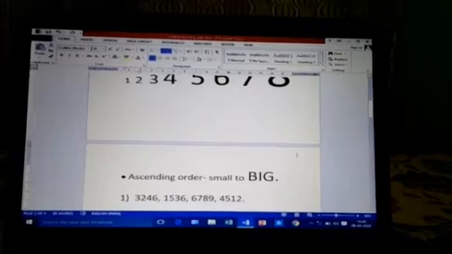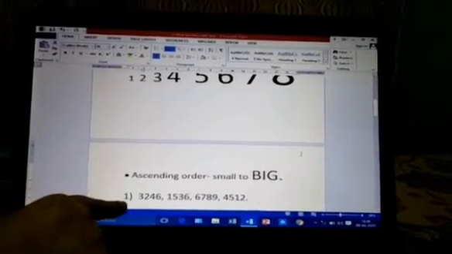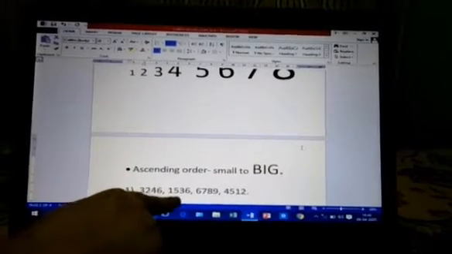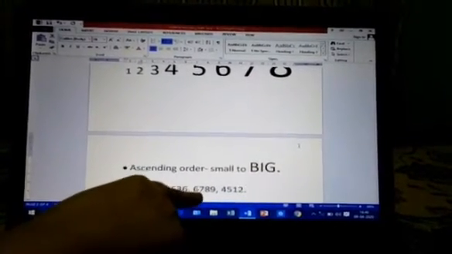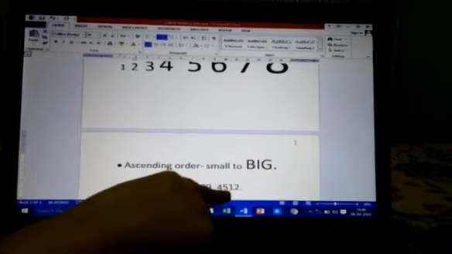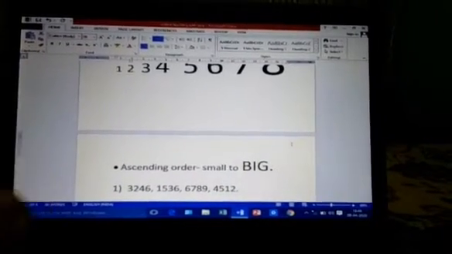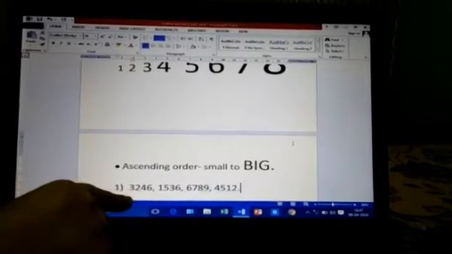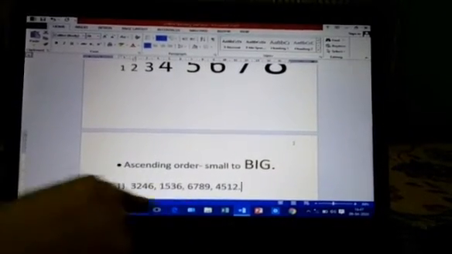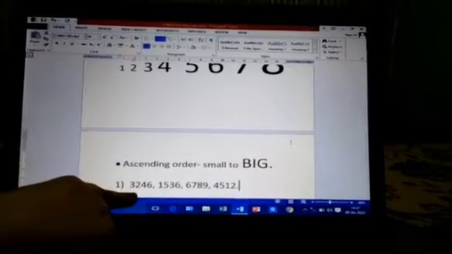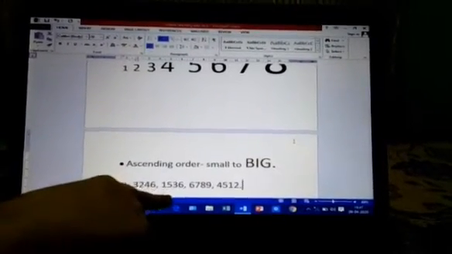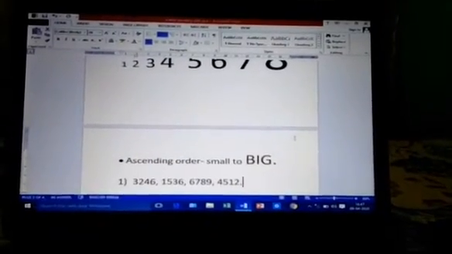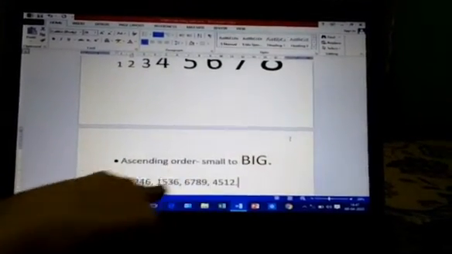Now let us go to our first question. You can see the first question is 3246, 1536, 6789, 4512. Before we arrange the numbers from small to big, step 1, please see how many digits are there in each number. First number we are having 4 digits, second also 4 digits, third also 4 digits, and fourth number also 4 digits. So all the numbers are having the same number of digits.